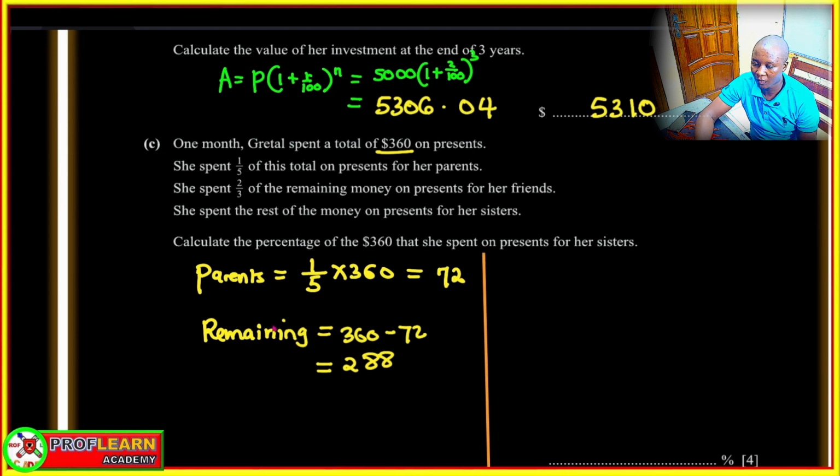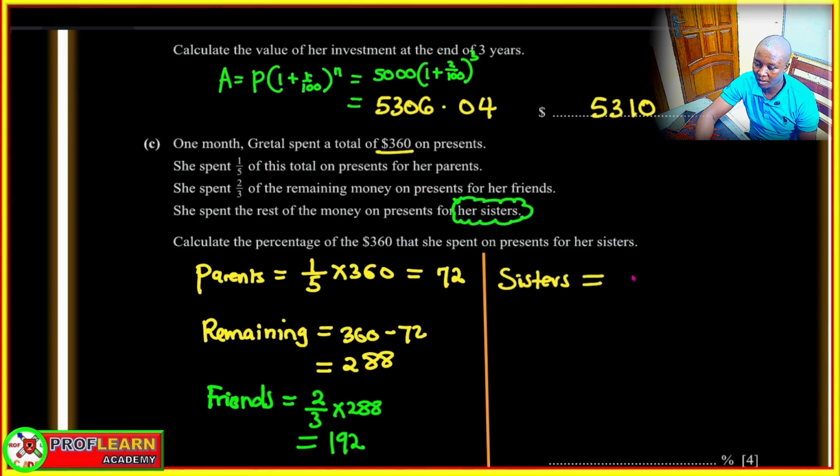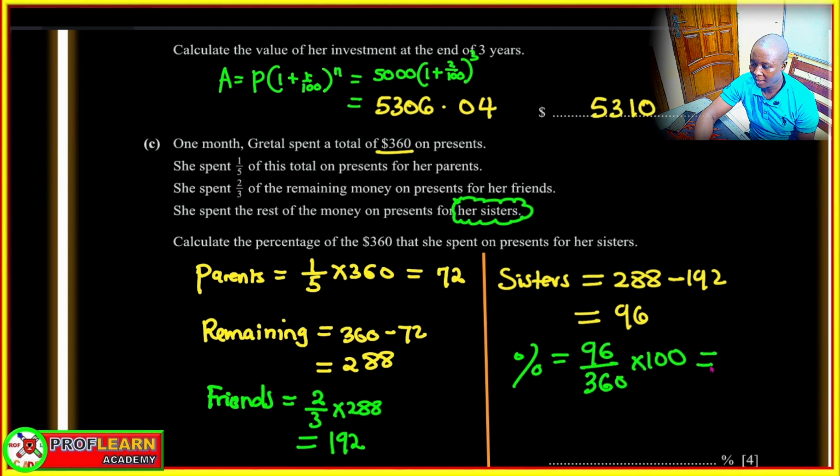Friends got 2 over 3 of the remaining money. So this is going to be 2 over 3 times 288, and that is going to translate to 192. Sisters will get the remaining share, and that is going to be 288 minus 192, which is $96. Of course, we can now work out the percentage, 96 of 360 times 100, so that we can get the percentage.